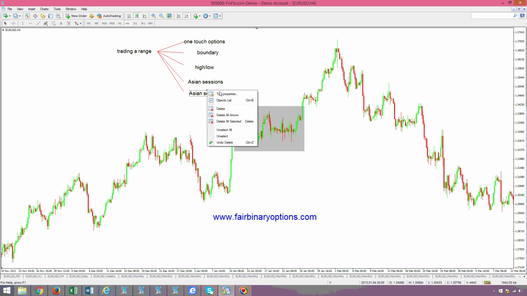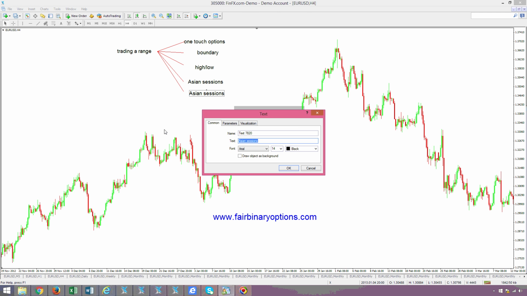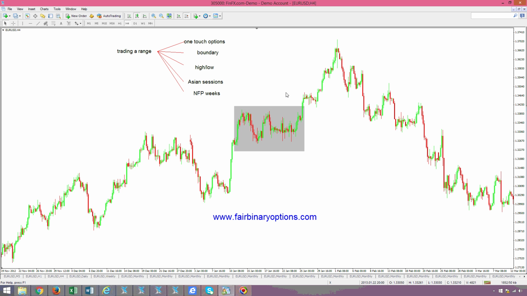non-farm payrolls week, NFP weeks, because in an NFP week the non-farm payroll is going to be released on a Friday, and until that Friday, price will have the tendency to range. Depending on the currency pair, the range will be bigger or smaller, of course, but it will have the tendency to range and to explode higher or lower together with the non-farm payroll released on that Friday.